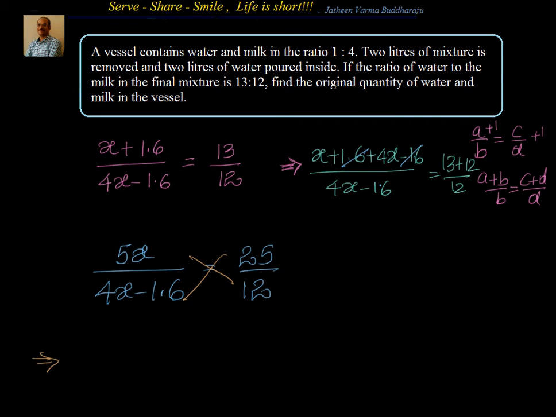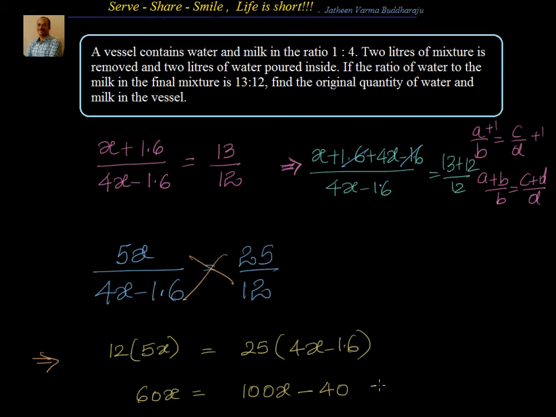We will get 12 into 5x equal to 25 into (4x − 1.6). That's nothing but 60x equal to 100x minus 25 into 1.6, which is 40. Or can I say 100x minus 60x, 40x equal to 40. That gives me x equal to 1 liter. So x is 1 liter.